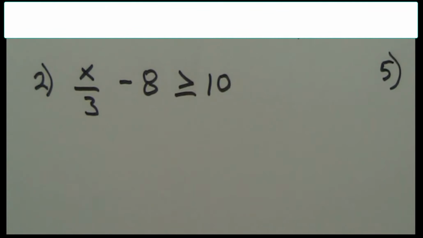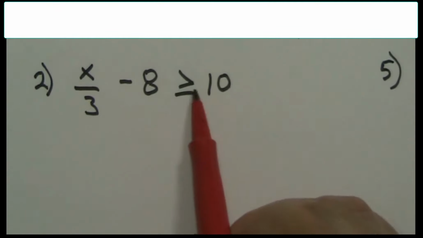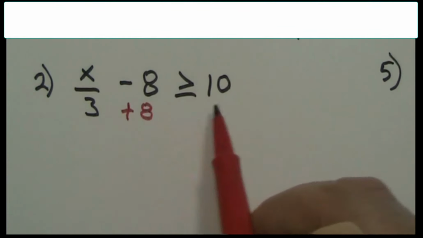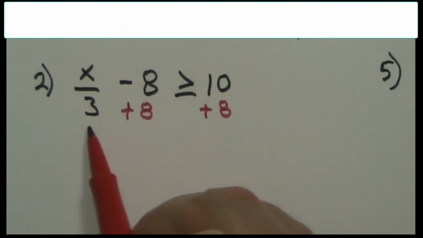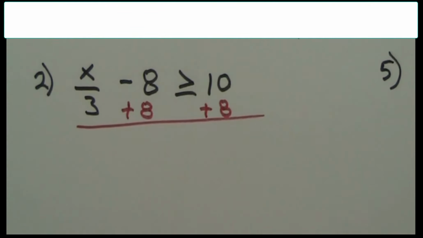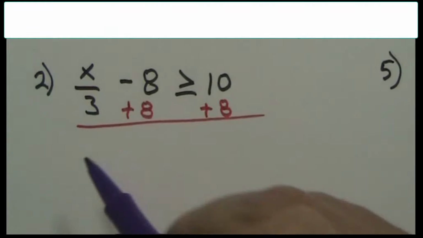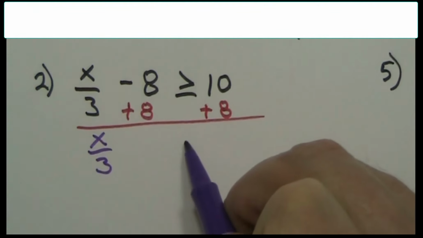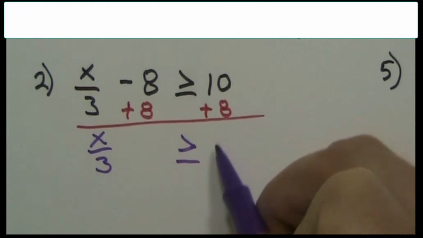Notice this time it's more than or equal. So our first step would be to, this is more than or equal, get rid of the -8. That leaves me with x over 3 more than or equal to 18.